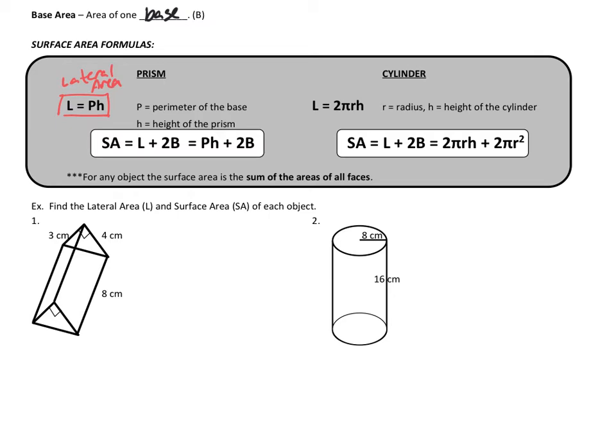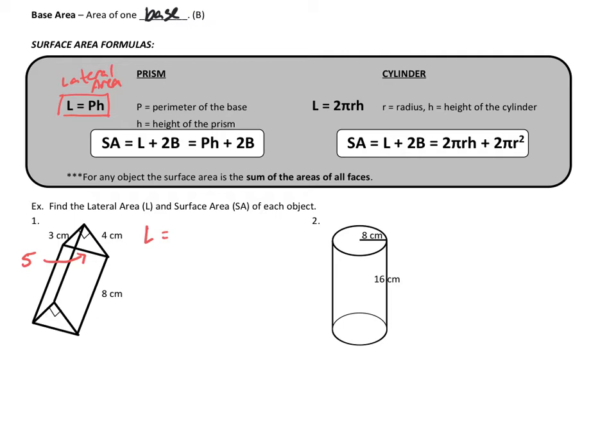We'll do a quick example of a prism. We have to start with our lateral area, which means we need to find the perimeter of one of our bases. We're missing a bit of information, but luckily it is a right triangle, so we can quickly find that piece of information using the Pythagorean theorem. Using the Pythagorean theorem, we'd find that the length of that side is going to be 5.